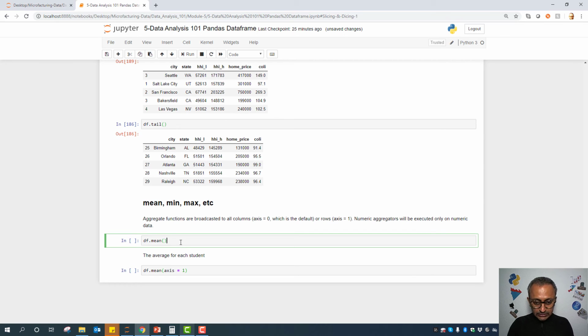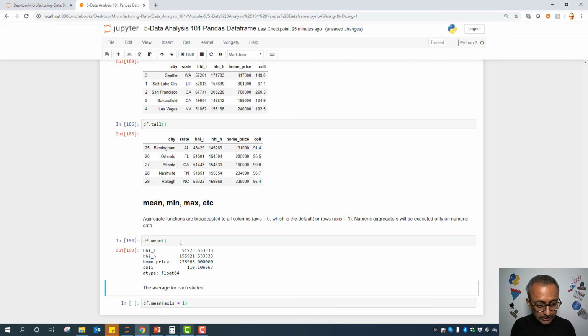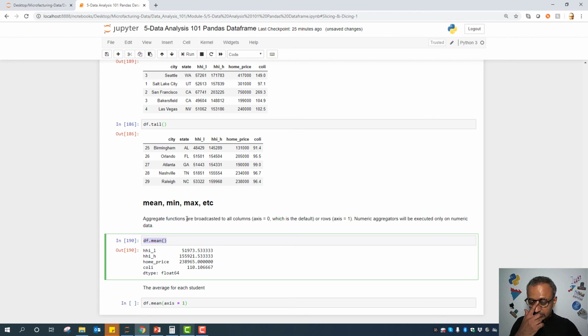The aggregate functions work like that as well. Okay, so we can actually apply this mean method to the entire data frame. We can calculate the average for all columns in a data frame. Okay, so by default, aggregate functions are broadcasted to all columns, which is default. If you don't put in anything, it's by columns.